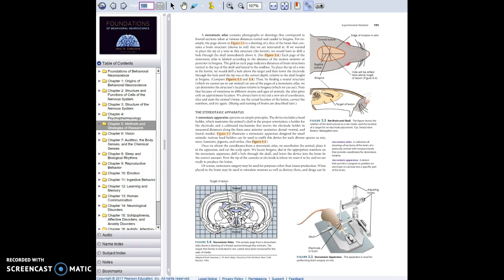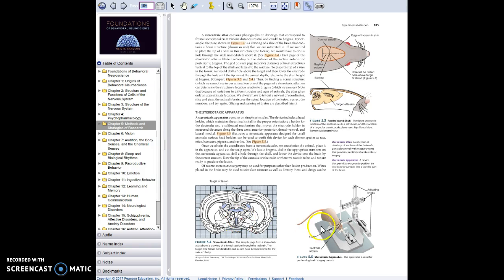in a two-dimensional space. Now the anterior-posterior direction is in this direction, so that you would have to find the proper anterior-posterior position, this section of the brain, in order to insert your dorsal-ventral and your medial-lateral coordinates to find this nucleus.